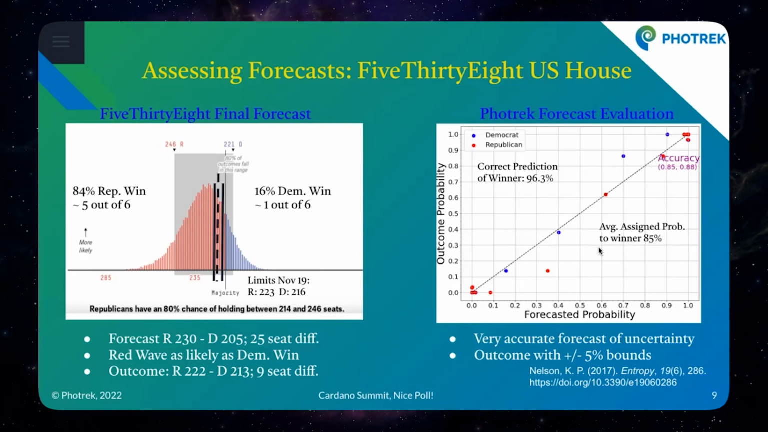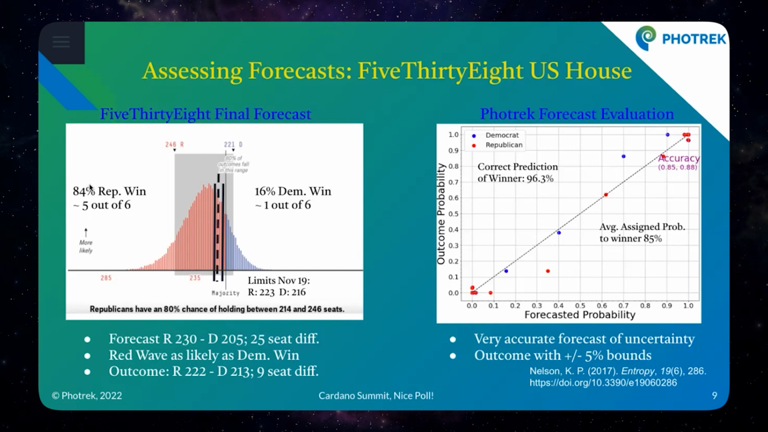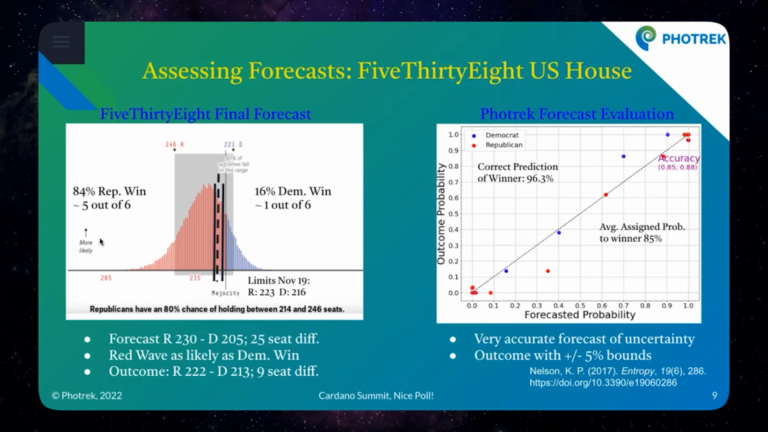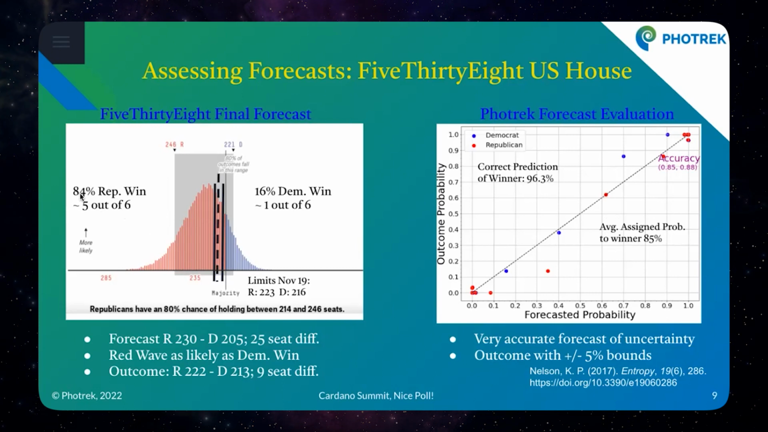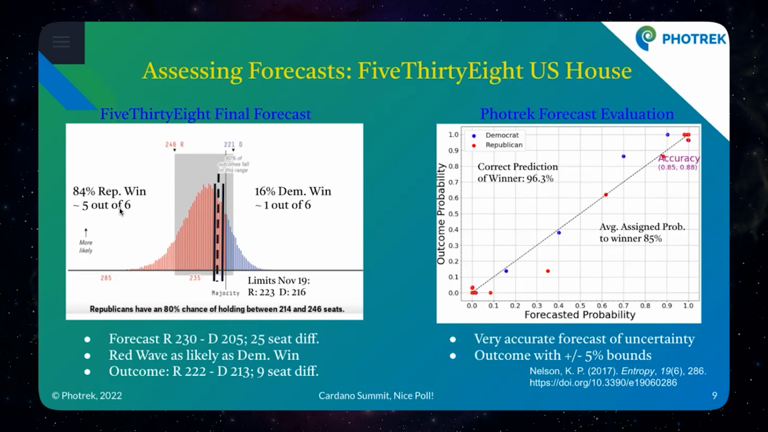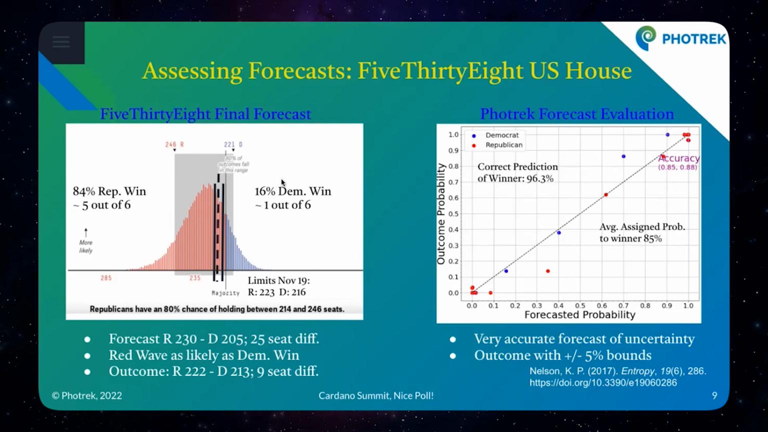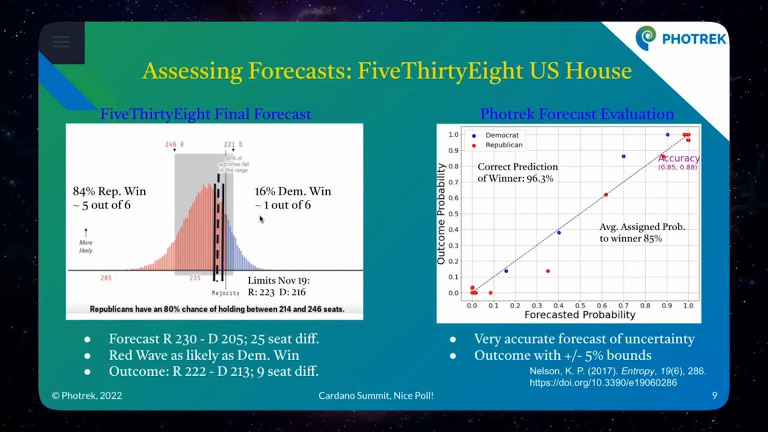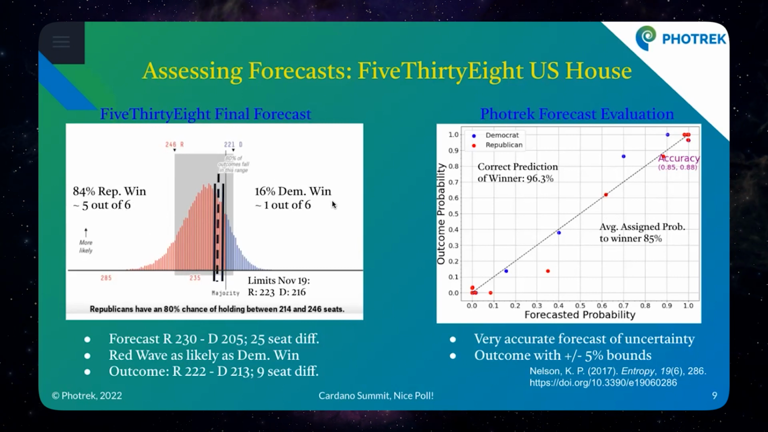So for instance, this 85% maps out to what they were predicting here, that there was an 84% chance that the Republicans would win the House 5 out of 6 times, whereas there was a 16% chance that the Democrats would win 1 out of 6 times.